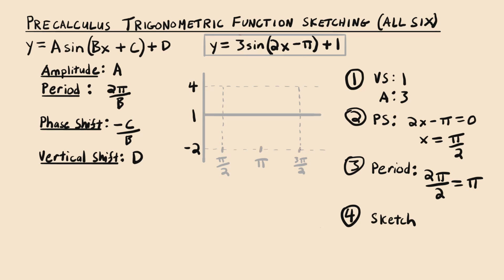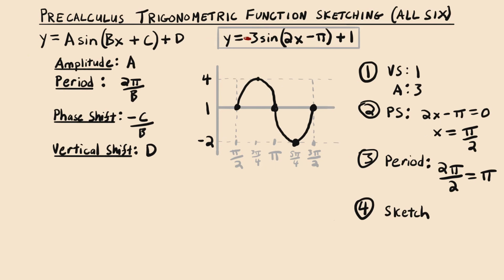So pi over 2 plus pi divided by 2 will give you 3 pi over 4. And then same thing over here, it will give you 5 pi over 4. And then here you finally sketch. This is the first time you look at whatever trigonometric function you have. In this case we have a sine, so we know a sine goes like this.